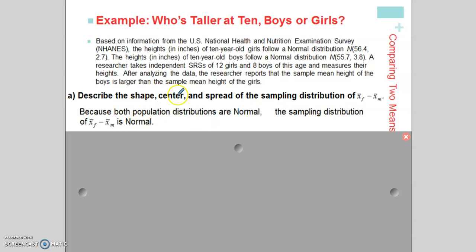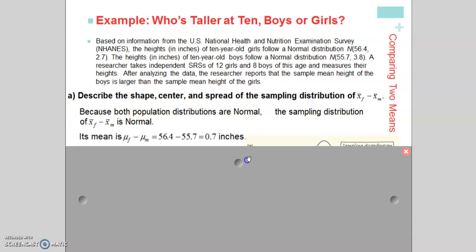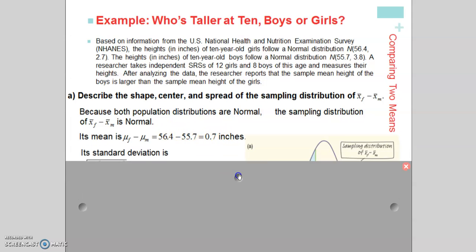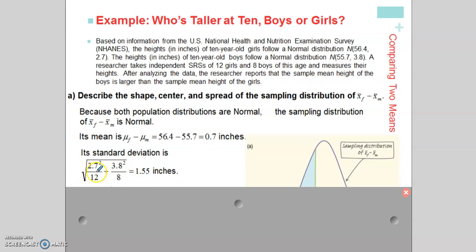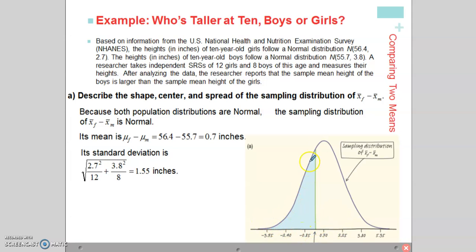So the shape is normal because both population distributions are normal. The mean is going to be at the difference of those, like we said, and we can find the standard deviation by plugging these values, 56.4, 2.7, 57, 55.7, and 3.8, into the formula here, along with the sample sizes of 12 and 8, to get that the standard deviation would be 1.55. So you can see here's the normal distribution centered at 0.7 with a standard deviation of 1.55. So one standard deviation away is 1.55 inches above the center.